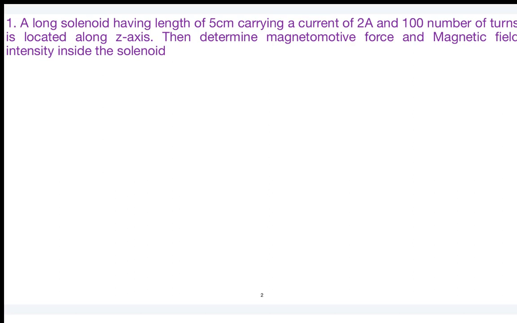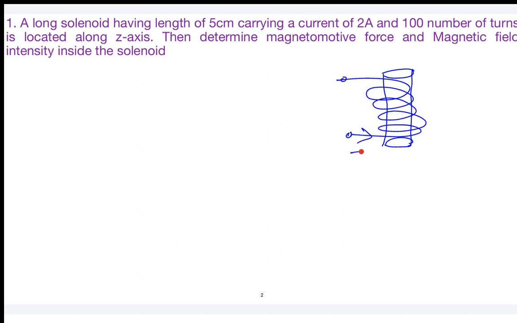So there is a solenoid carrying a current of 2 ampere. You can say I is equal to 2 ampere, and the number of windings is equal to 100 turns, right? It is located along the z-axis. Then first calculate the magnetomotive force.